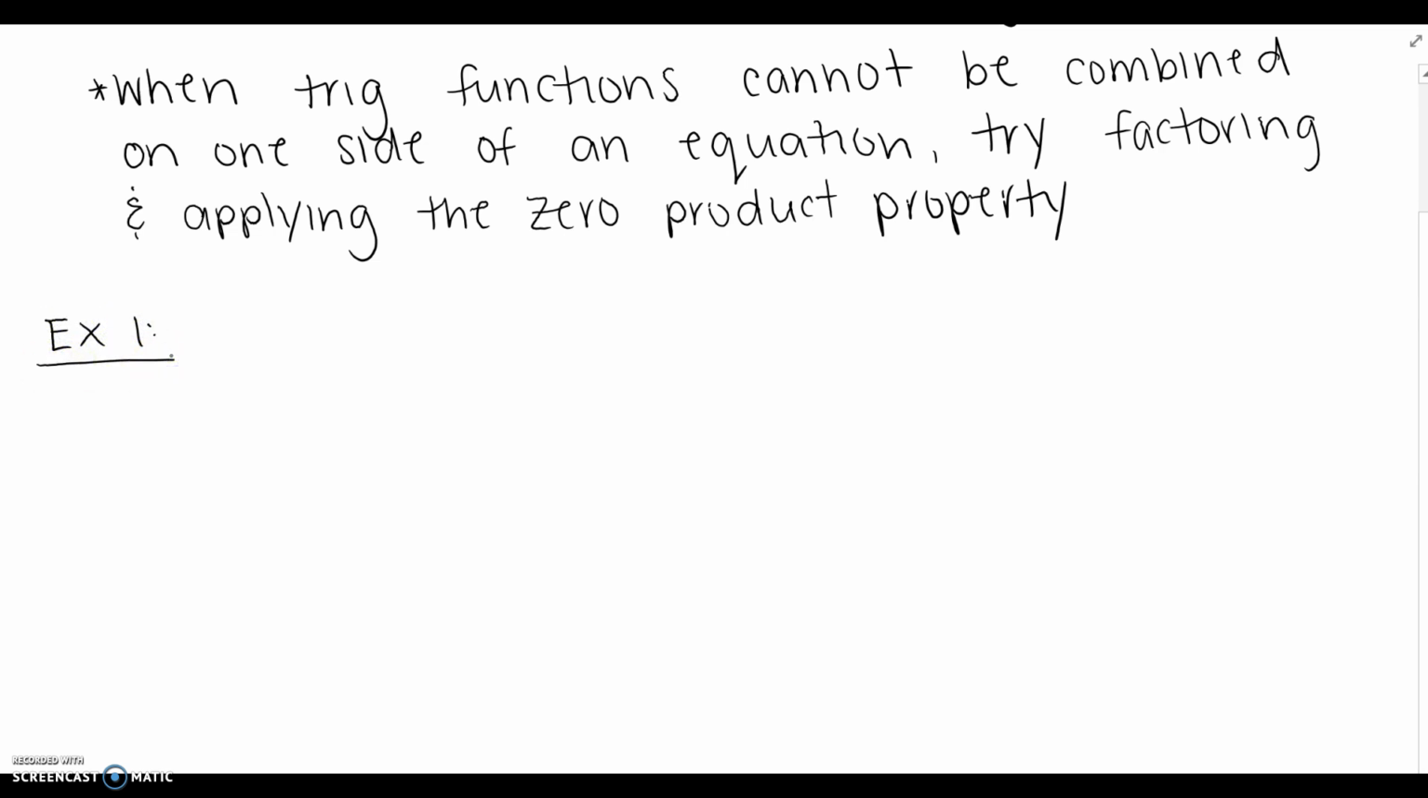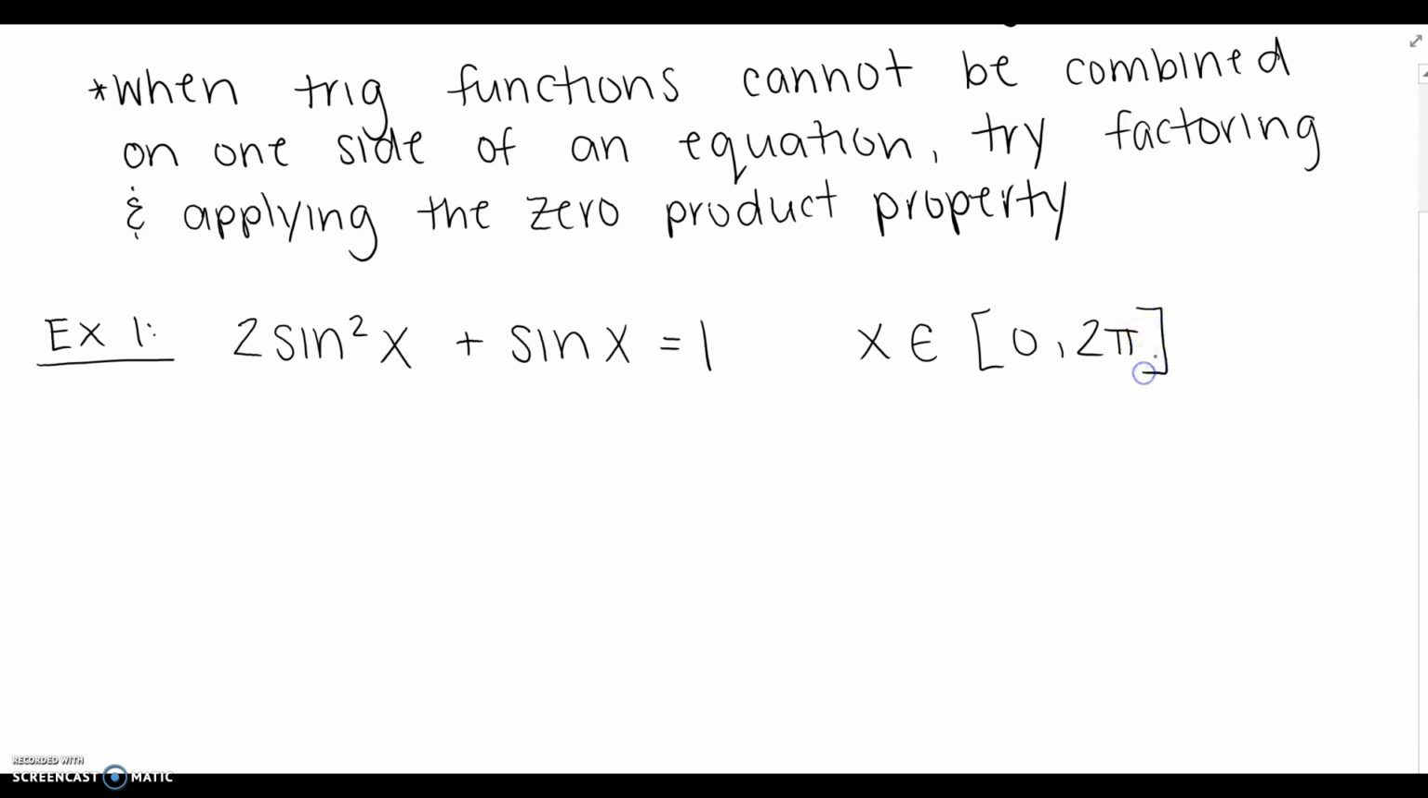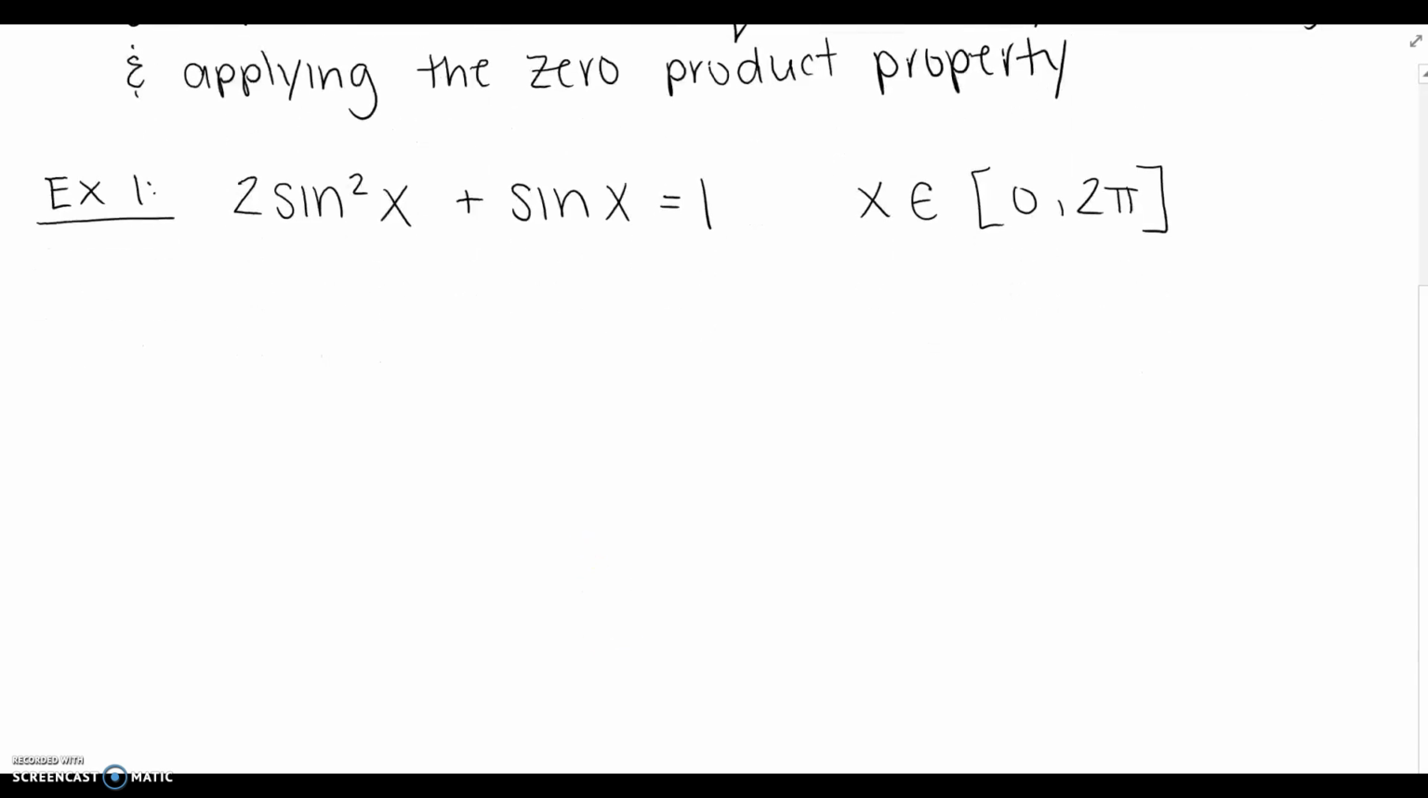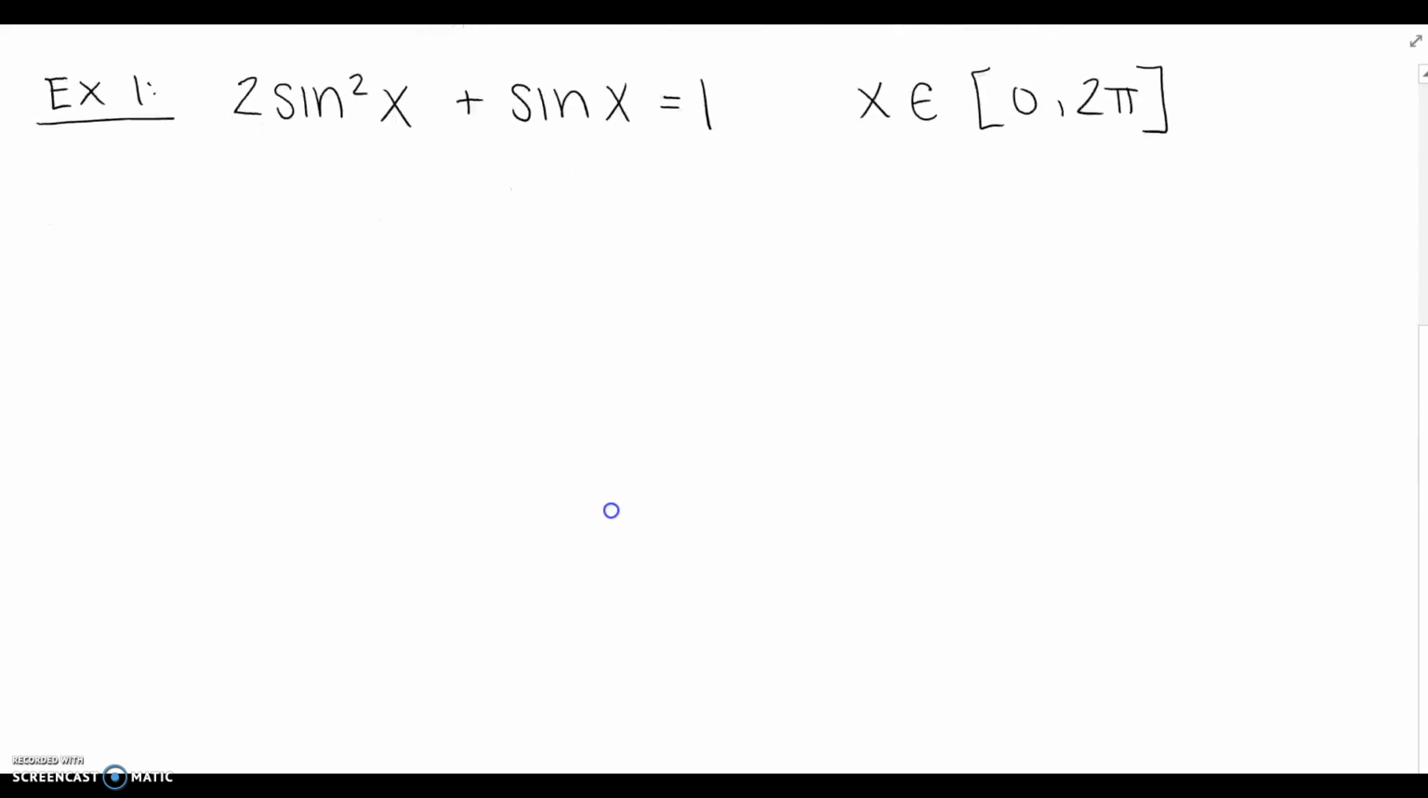So example 1: 2 sine squared of x plus sine of x equals 1, when x is between 0 and 2 pi, including 0 and 2 pi. So x is an element of [0, 2 pi]. That way we're not solving for all values like we did yesterday.